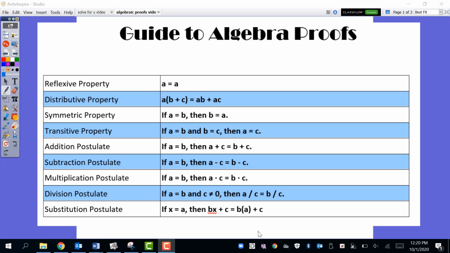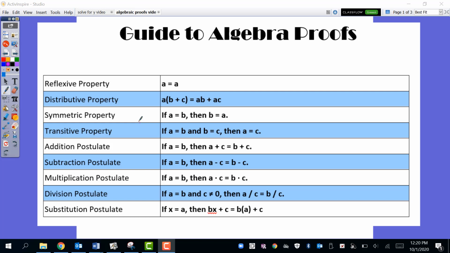Okay, so the next topic in logic we're going to talk about is proofs. Specifically, we're going to do algebra proofs. To solve equations in algebra, we know we use specific properties and rules that we're allowed to use. So this is just a list of all the rules that we're allowed to use to solve algebra equations.